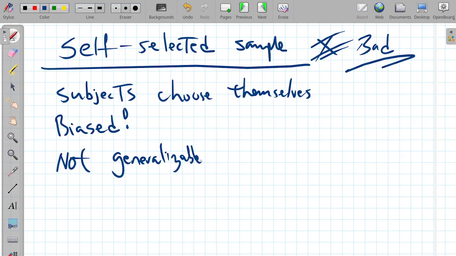Remember from an earlier discussion, if we want to understand a very large population, we need a representative sample. And if we collect that and analyze it carefully, generally speaking, we get very good, very accurate generalizations to the larger population. But the problem with self-selected samples is they are not going to be representative of a population, and therefore they're not generalizable.